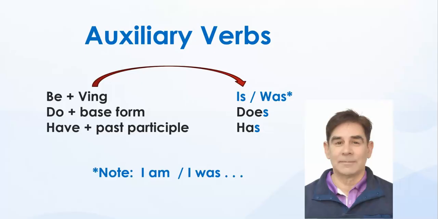Do plus the base form. For third person singular nouns, we would say does. Have plus the past participle. In these cases, we would use the S form has as the first verb in the sequence. Note, with is and was with be verbs, it's I am in the present and I was in the past.